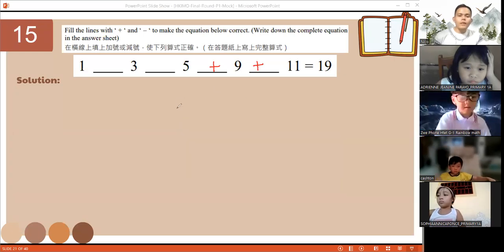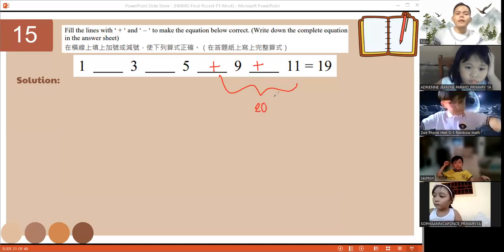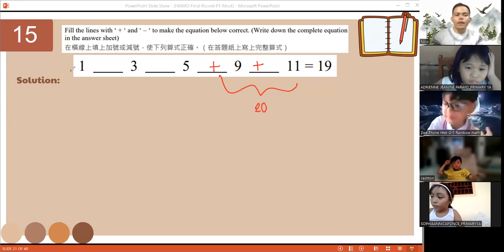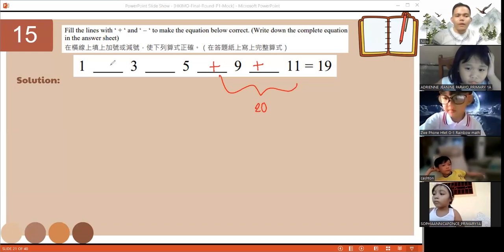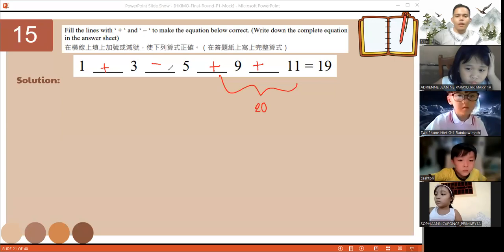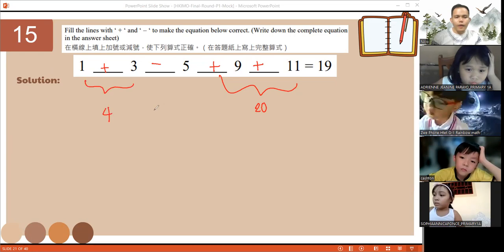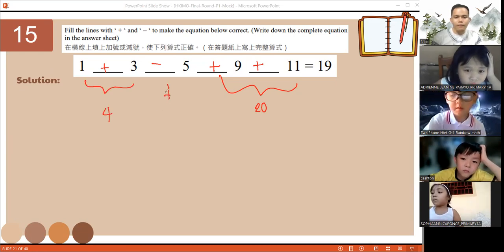Next is, what is 11 plus 9? This one is already equal to 20, right? How do we make it 19? Take note, you cannot minus 1 here. You're not allowed to do so. So, to get minus 1, you just add 1 plus 3, and then you subtract 5. So, this one is equal to 4, and then this one is minus 5.